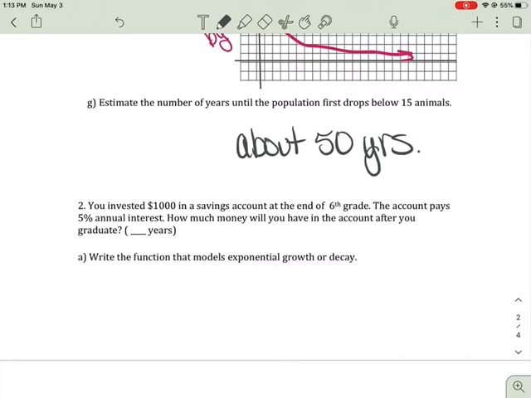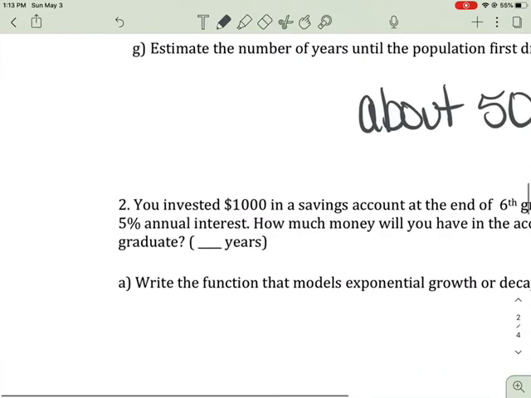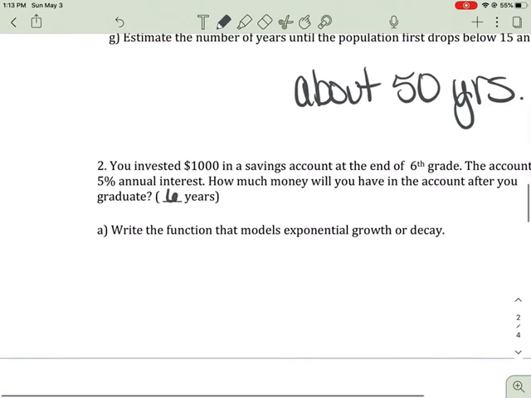All right, so let's take a look at this one. You invested $1,000 in a savings account at the end of 6th grade. The account pays 5% annual interest. How much money will you have when you graduate? All right, so 6th grade, graduate in 12th grade. So how many years is that? It's going to be 6. So in 6 years.